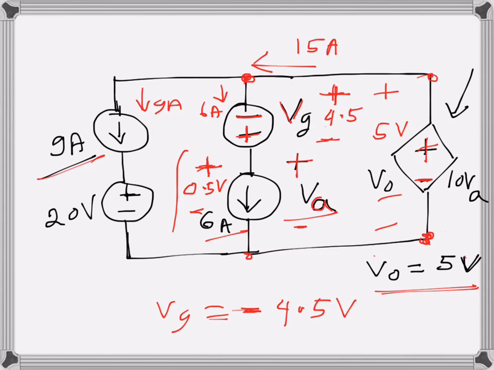Now what we need to find is the voltage drop across the 9 ampere current source. That should also be possible, because I won't apply KVL anymore. I will just write from observation. The voltage drop across here is 5 volts, and I have plus 15 volts drop, plus 20 volts drop here.